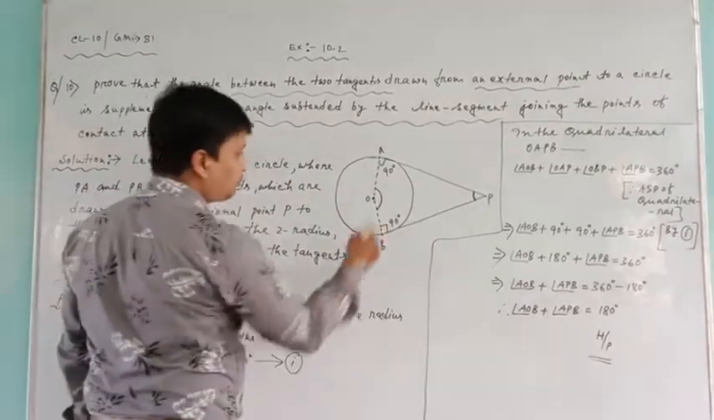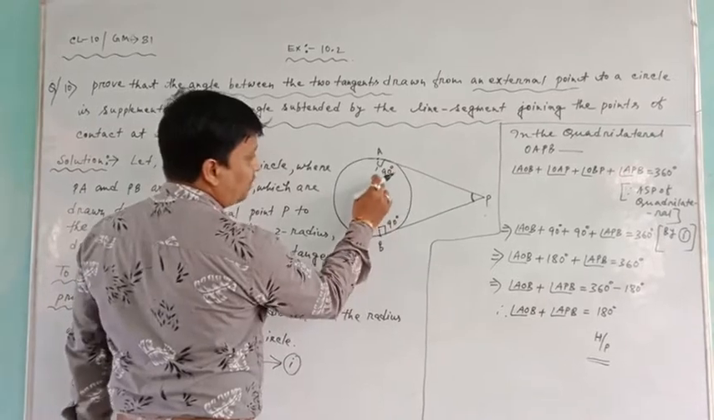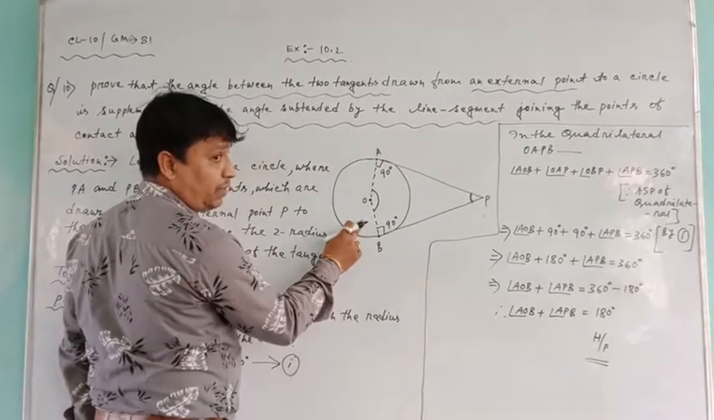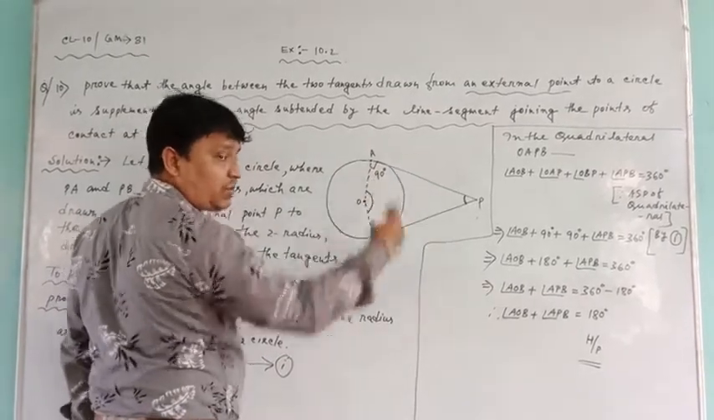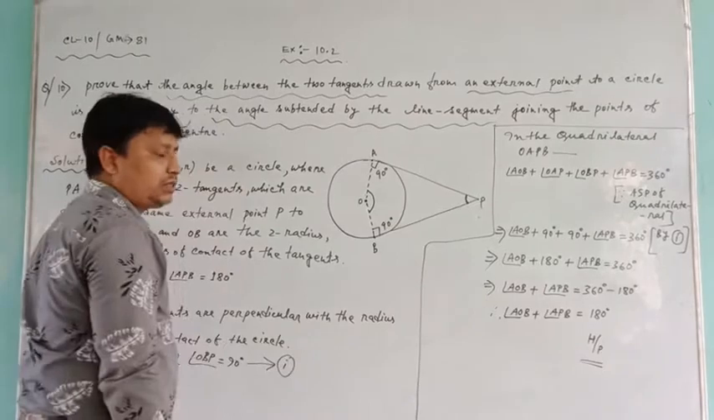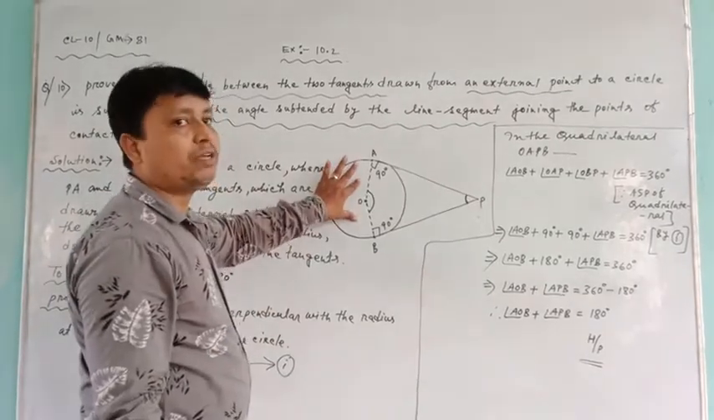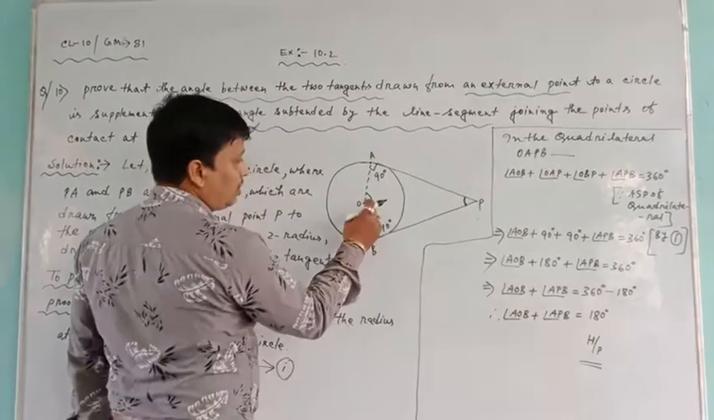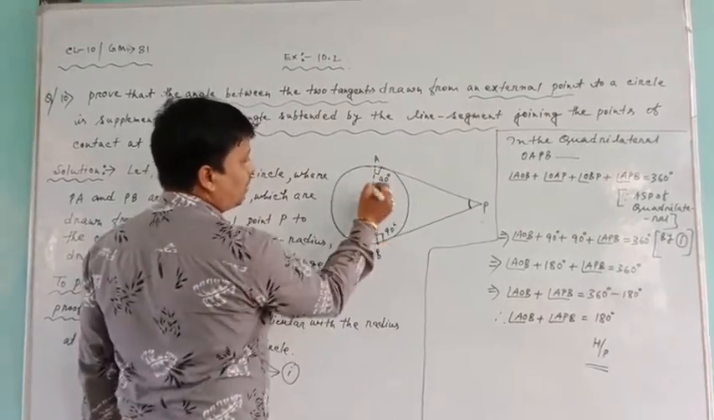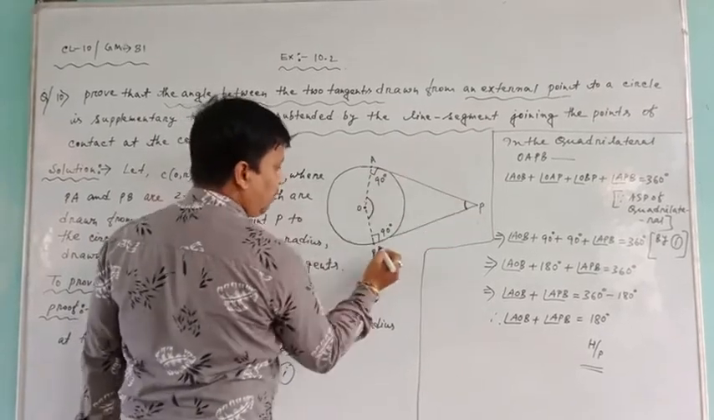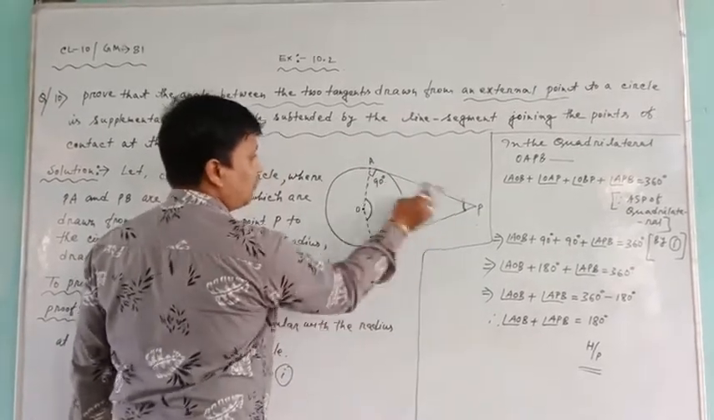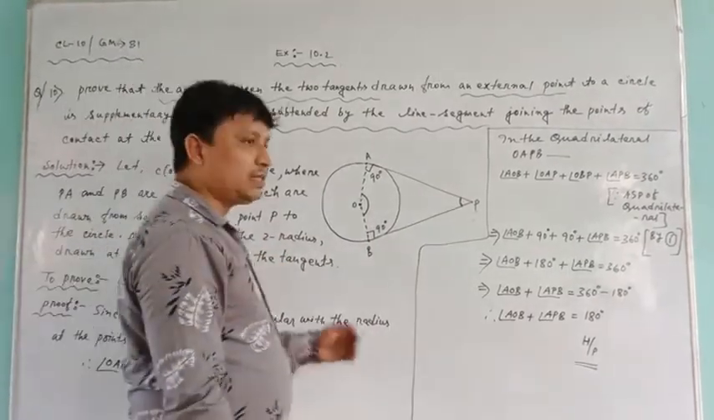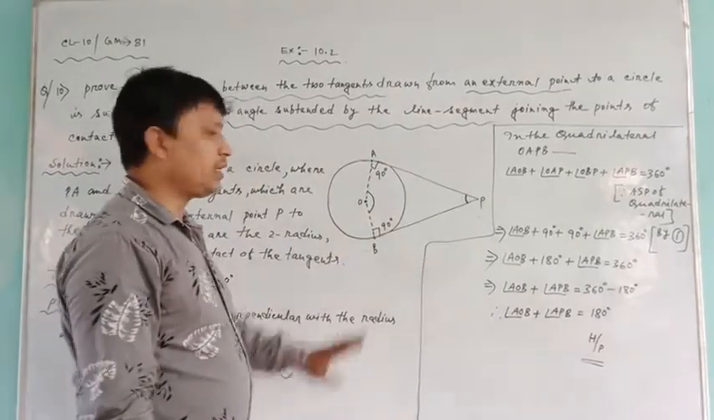So one thing you see, there are four sides. One side is OA, second side is AP, third side is PB, fourth side is OB. A four-sided closed figure means this one is a quadrilateral. So we can use the angle sum property of a quadrilateral. The sum of four angles is equal to 360 degrees. So angle AOB plus angle OAP plus angle APB plus angle OBP, the sum of four angles, equals 360 degrees.